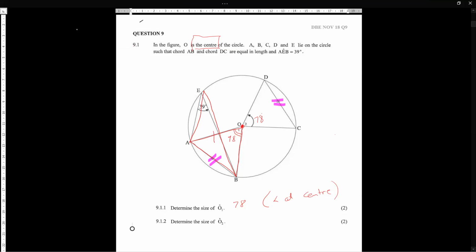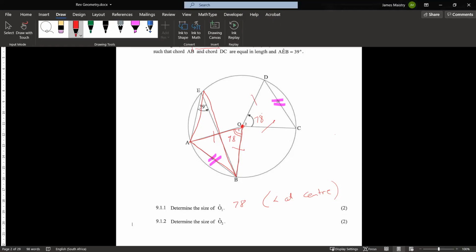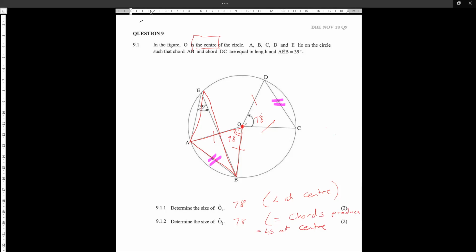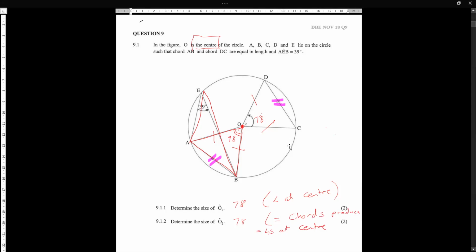Or another way to look at it, if you can't see that way, you see that we have the radii. AO is a radius, OB is a radius, OD is a radius, OC is a radius. So those two triangles are actually congruent. So because of congruency, O1 is actually equal to O2. So we have two ways. We can either show it by congruency, or the easy way is equal chords produce equal angles at the center. So we get our O2 to be 78, and I would use equal chords produce equal angles at center. Are you guys happy with that? Very simple question. Any questions on this one?